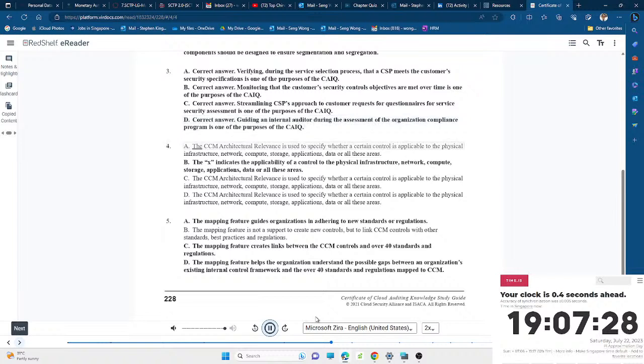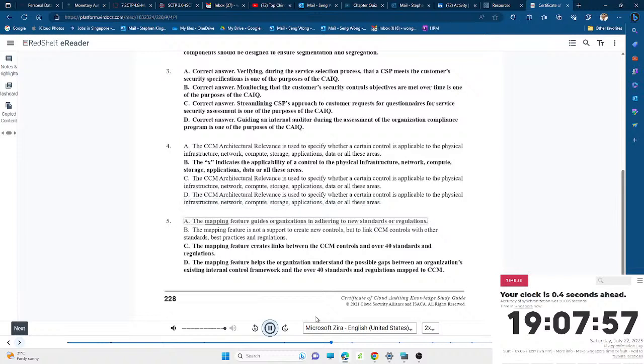4A. The CCM architectural relevance is used to specify whether a certain control is applicable to the physical infrastructure, network, compute, storage, applications, data or all these areas. B. The X indicates the applicability of a control to the physical infrastructure, network, compute, storage, applications, data or all these areas. C and D. The CCM architectural relevance is used to specify whether a certain control is applicable to the physical infrastructure, network, compute, storage, applications, data or all these areas.